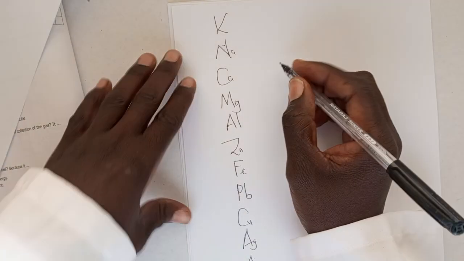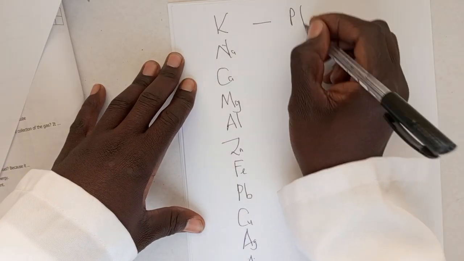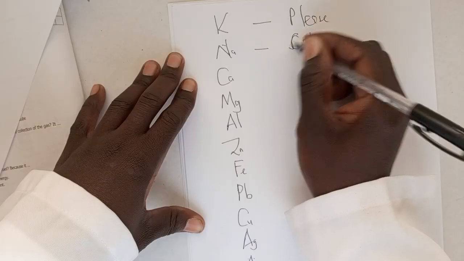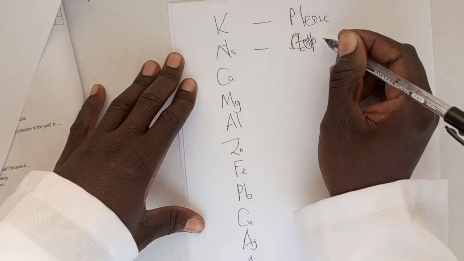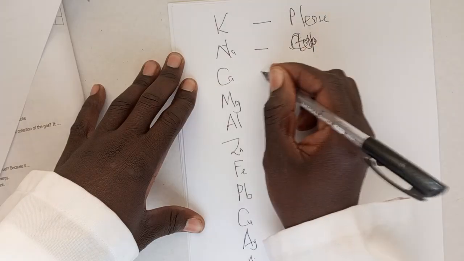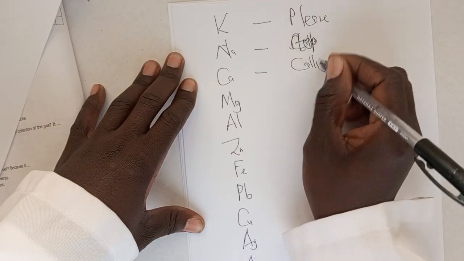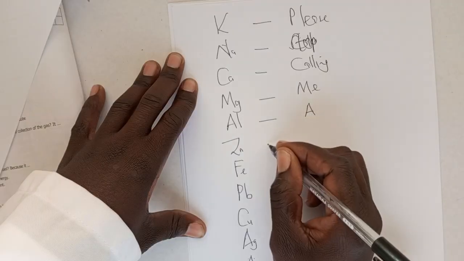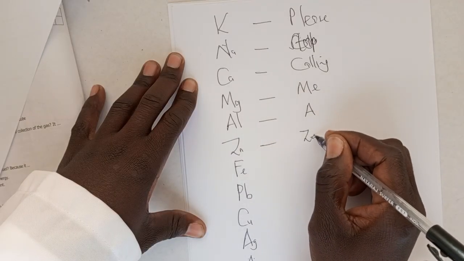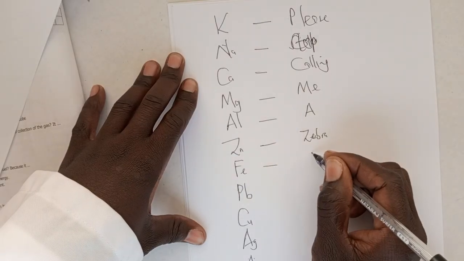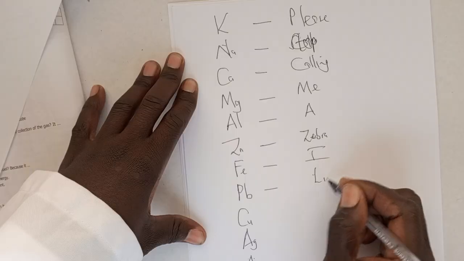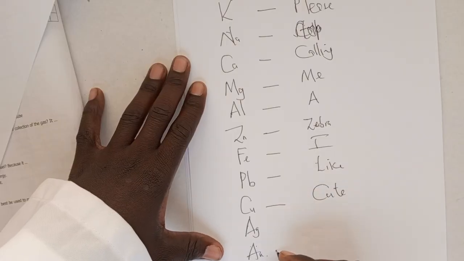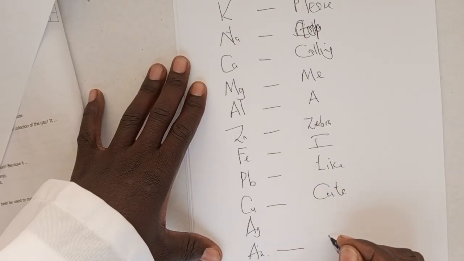Now this is how I remember the reactivity series. Potassium is please, sodium is stop, calcium is choline, magnesium is me, aluminium is a, zinc is zebra, iron is I, lead is like, copper is cute, let's go to gold, is girls.